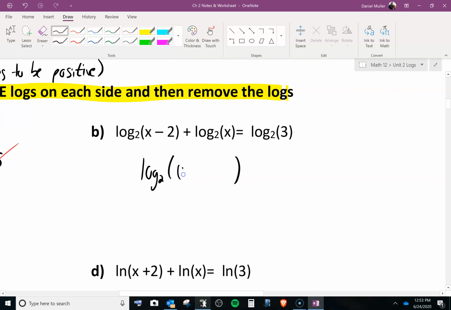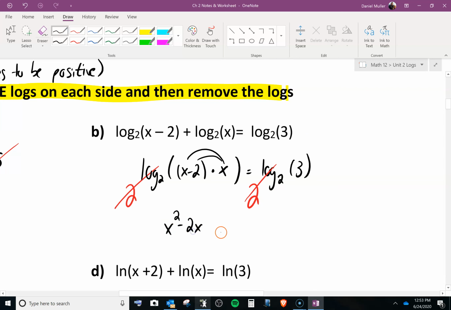So you can go x minus 2 times x. And log base 2 of 3 is on the right. Now I can actually combine these to get an x squared minus, so I can FOIL that in, expand it in, x squared minus 2x. Now I'm actually going to go 2 to the power of and 2 to the power of, because that will cancel with that and that will cancel with that. And I'm just left with the x squared minus 2x is equal to 3. And then we can move the 3 over. So x squared minus 2x minus 3 is equal to 0.